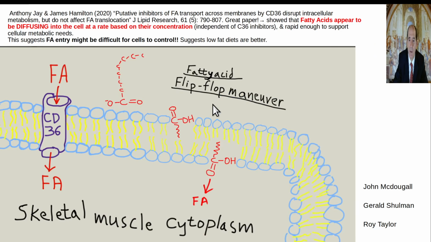There's something called the flip-flop maneuver, meaning the more fat you eat, the more fat flip-flops into the cell cytoplasm. They tried blocking all the fatty acid transporters. It didn't matter. The fatty acids would flip-flop from the outer leaflet of the plasma membrane to the inner leaflet of the plasma membrane. Here's a paper if you want to see it. Anthony J. James Hamilton, 2020, Putative Inhibitors of Fatty Acid Transport Across Membranes by CD36, okay? Journal of Lipid Research. So anyways, 2020.